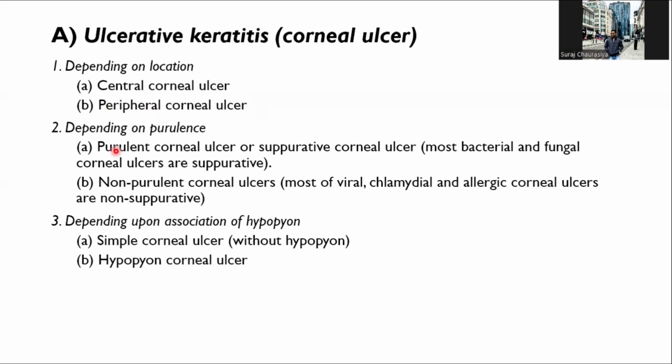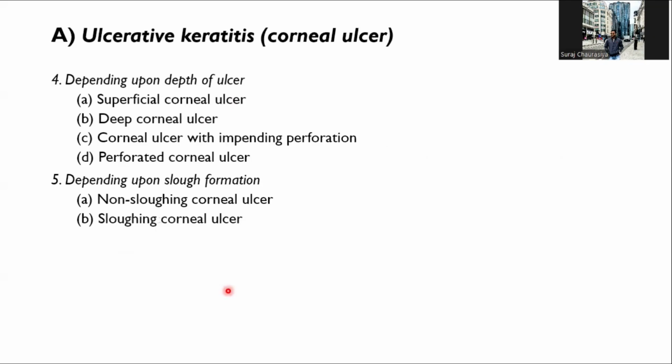And depending on the purulence, it has been divided again into two parts. One is purulent corneal ulcer or suppurative corneal ulcer. Mostly the bacterial and fungal corneal ulcers are suppurative, and the other one is the non-purulent corneal ulcer. Mostly the viral, chlamydial, and allergic corneal ulcers are non-suppurative. The third one is depending upon the association of hypopyon. Either it can be a corneal ulcer without hypopyon or with hypopyon.